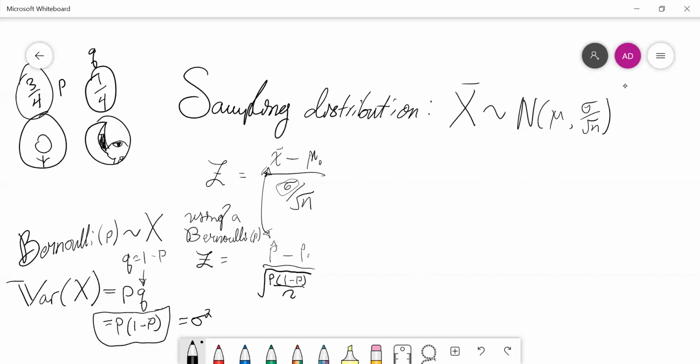But this is wrong, because we don't know what p is. We've only estimated it. And in particular, when we're doing these tests, we are assuming that the true value of p is p naught. So when we do this test statistic, we actually use our null hypothesis, so it is actually p naught times 1 minus p naught over n, because our null hypothesis is p naught.